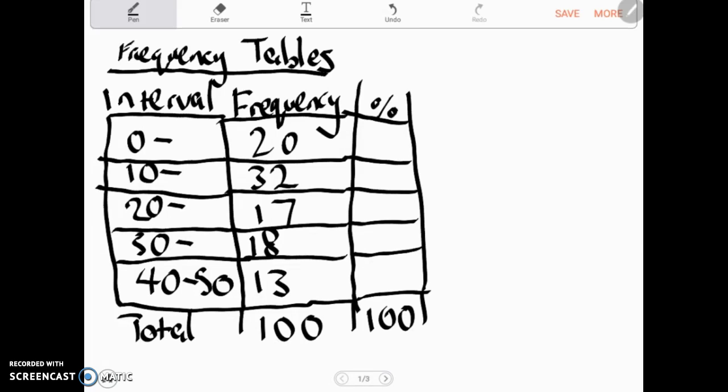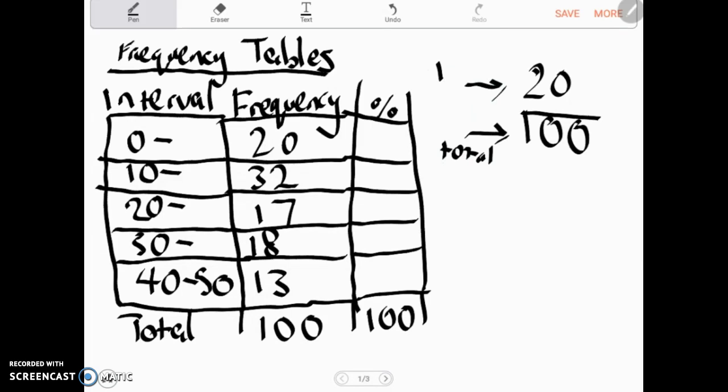So to calculate the percentage frequency of each interval, what we first need to do is find the total number, not the total percentage. Okay? I know they're the same, which might be a bit confusing, but for the percentage, we need to find the total number. Once we've got that, we need to get our frequency. So the first one here is 20. So we divide that frequency by the total. And then multiply it by 100.